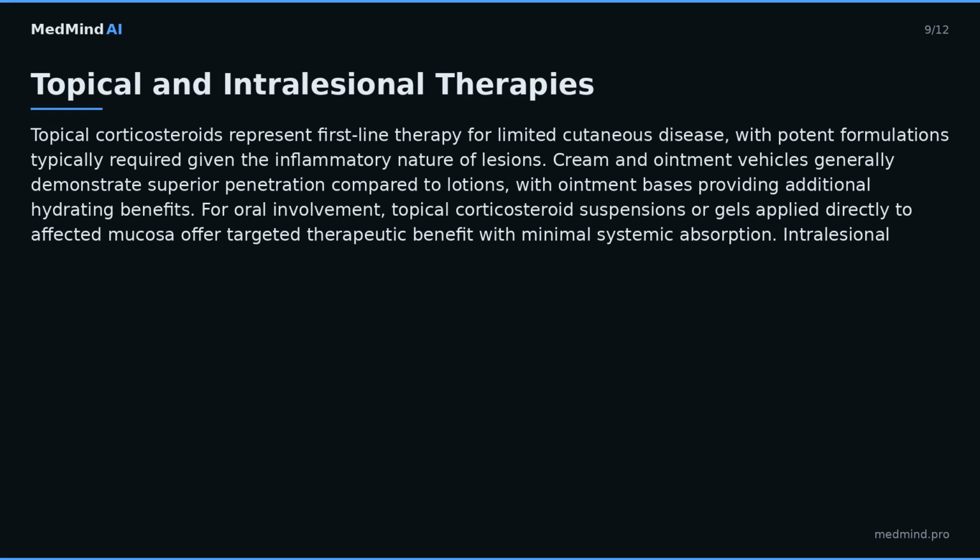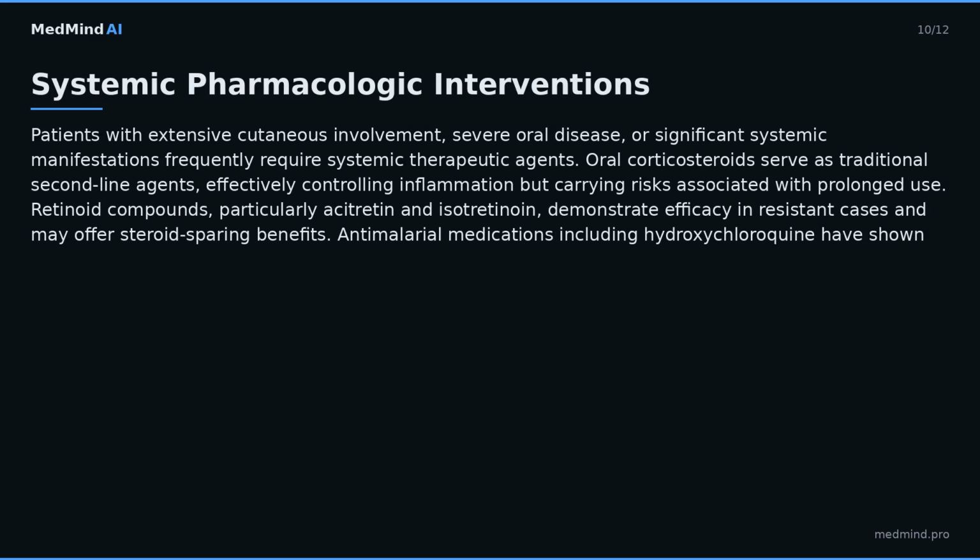Non-corticosteroid topical agents including retinoids and calcineurin inhibitors demonstrate therapeutic efficacy in selected cases, particularly for patients requiring corticosteroid-sparing approaches. Systemic pharmacologic interventions. Patients with extensive cutaneous involvement, severe oral disease, or significant systemic manifestations frequently require systemic therapeutic agents. Oral corticosteroids serve as traditional second-line agents, effectively controlling inflammation but carrying risks associated with prolonged use.